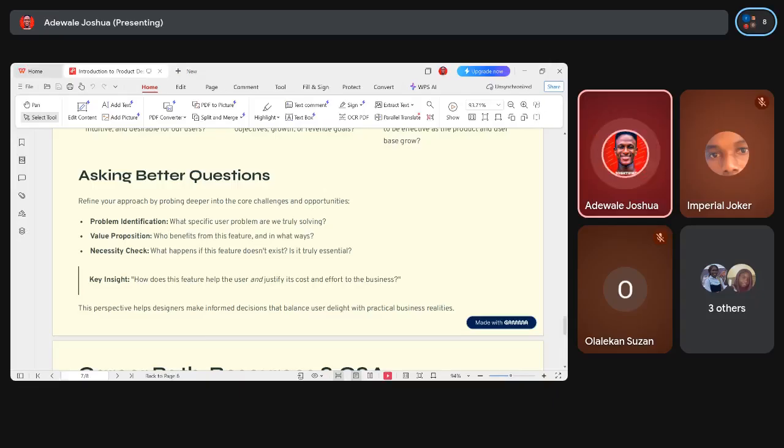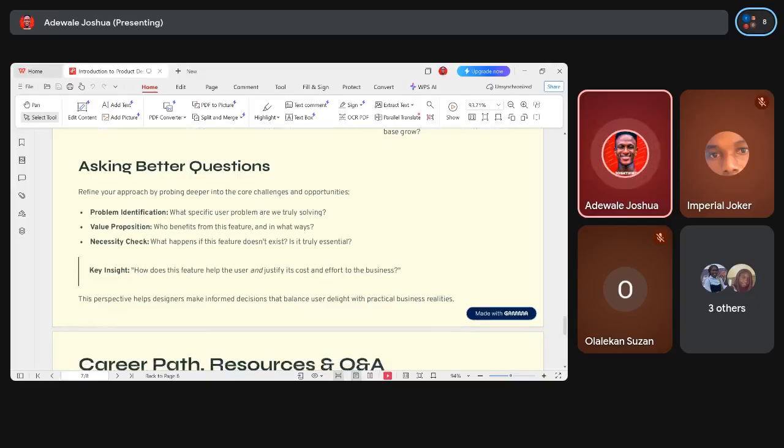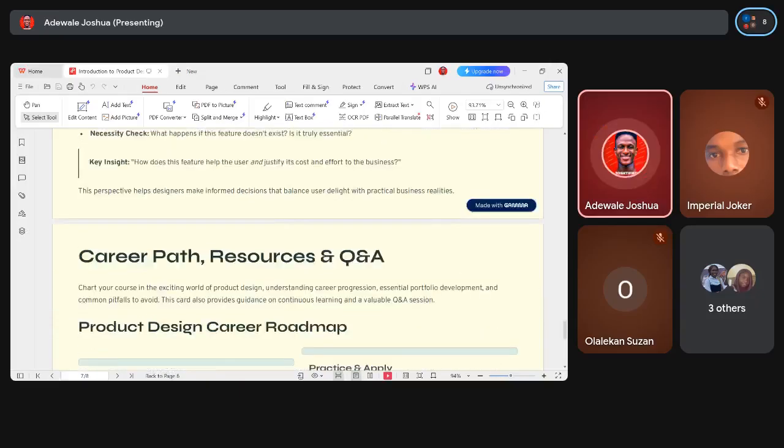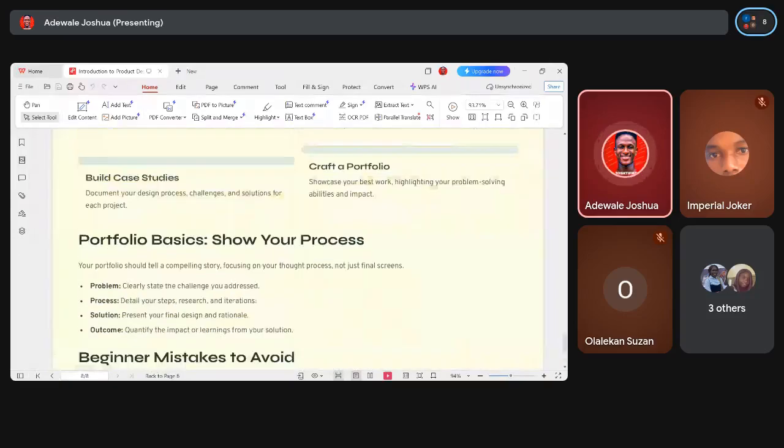Their research is very, very full. Their research is not starving of any solid information. It is full, and these are the backbones on what the UI UX designer will work on. So what is the key insight here? How does this feature help the user and justify its cost and efforts to the business? These are valuable questions we should ask.